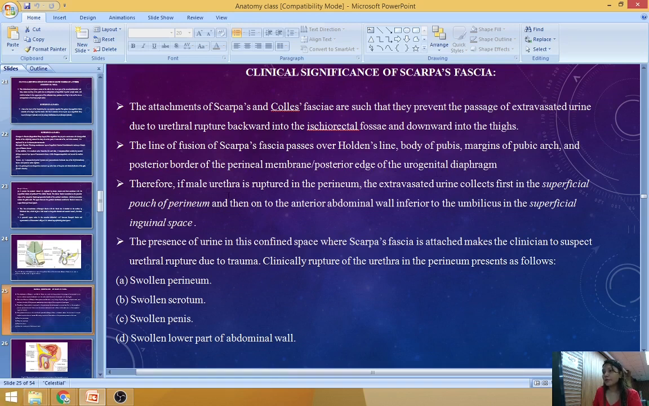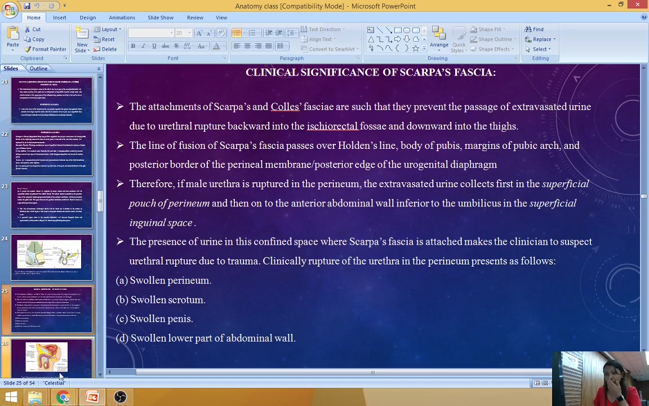Therefore, if the male urethra is ruptured in the perineum, the extravasated urine collects first in the superficial pouch of perineum and then onto the anterior abdominal wall to the umbilicus in the superficial inguinal space. The presence of the urine in this confined space where Scarpa's fascia is attached makes the clinician suspect that the urethral rupture is due to trauma. Clinically, rupture of the urethra in the perineum presents as swollen perineum, swollen scrotum, swollen penis, and swollen lower part of the abdomen.